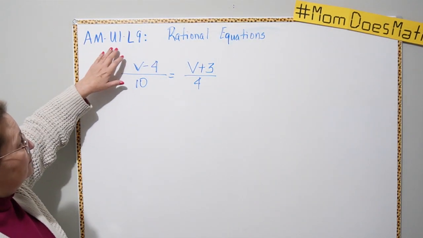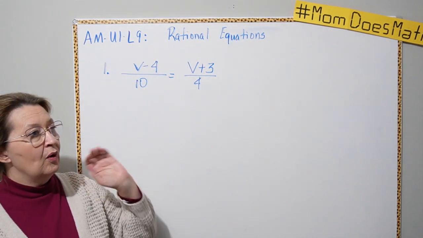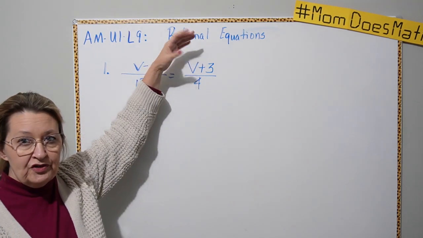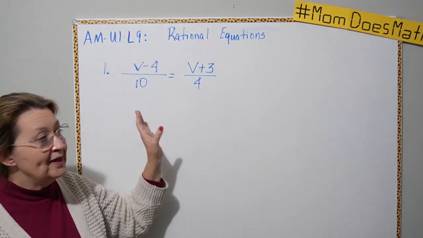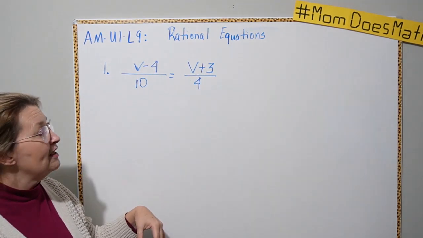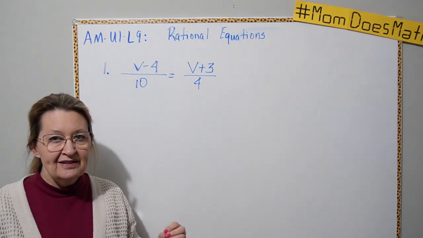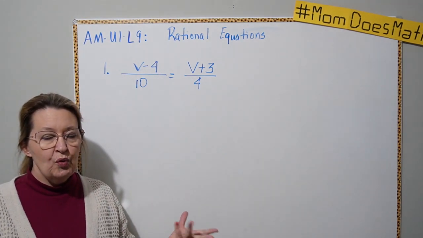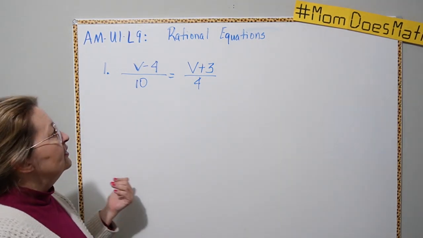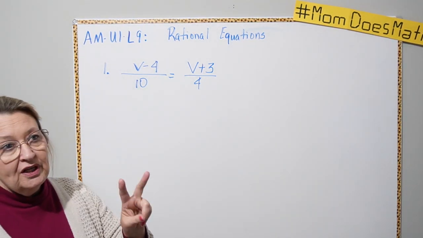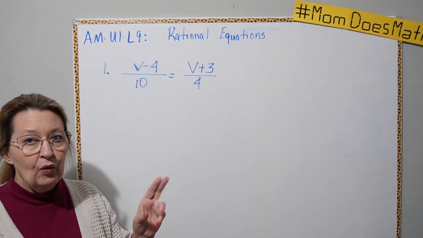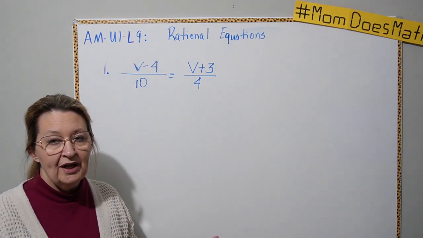This lesson AMU1L9 is on rational equations. The word rational means you're going to have fractions. Equations mean there's going to be an equal sign and you're going to be solving. And just like the last section, there's not going to be any new concepts here. It may just be a new way of applying it. So there's two methods. You can either use the proportion method or you can use the least common denominator method.